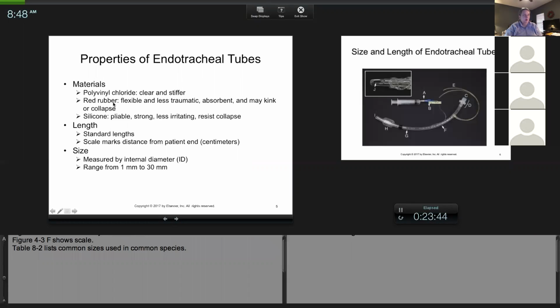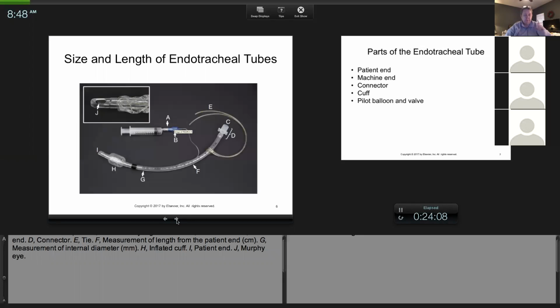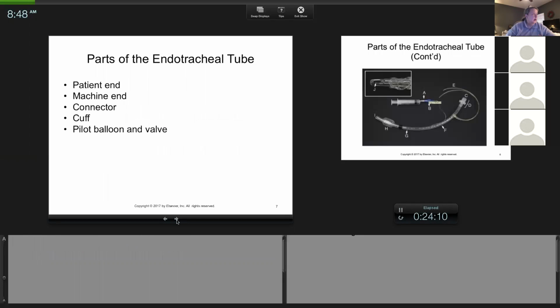Now, here are some notes. I talked about the polyvinyl chloride, the red rubber, the silicone. There are standard lengths to these tubes. They come in different diameters, but they do usually come in standard lengths. But when we choose an endotracheal tube for our animal, we're going to choose it based on the ID. Let me just explain this real quick.